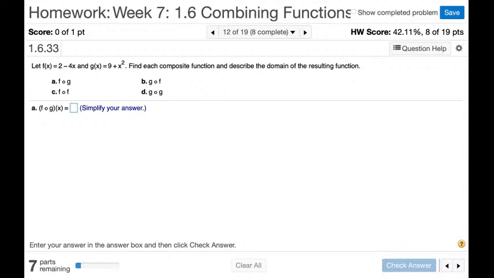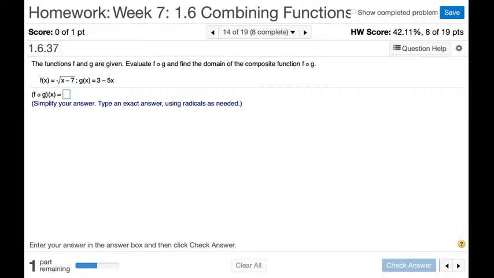This one is a little bit time consuming. I'm going to skip it over right now. F of g and then the domain of the composite function. I think we just did one like this. I'm going to skip this one too.